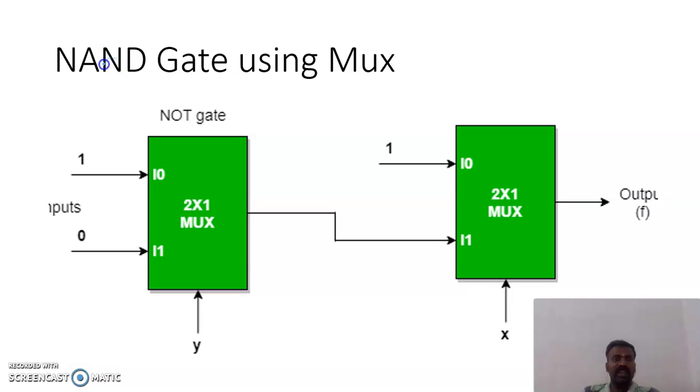Next, this is the NAND gate. We know that the NAND gate is the combination of AND plus NOT gate. So first I'm going to design the NOT gate. The NOT gate design is this: this is 1, because when y is equal to 0, it is going to select this one only. So here output 1 will come. So 0 gives 1, so the condition is satisfied. When it is 1, it is going to select this input, so 0 will come. So the NOT gate is satisfied.